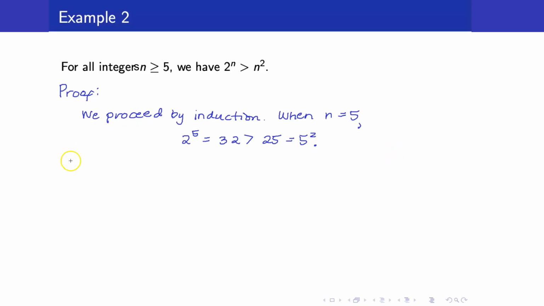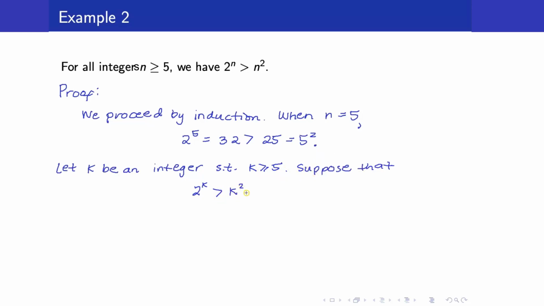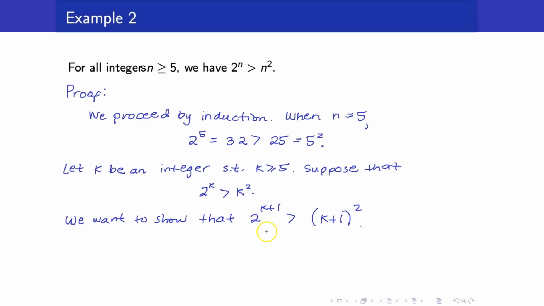We now proceed with our inductive step. Let k be an integer which is greater than or equal to 5, and suppose that 2 to the k is greater than k squared. We want to show that 2 to the k plus 1 is greater than quantity k plus 1 squared.